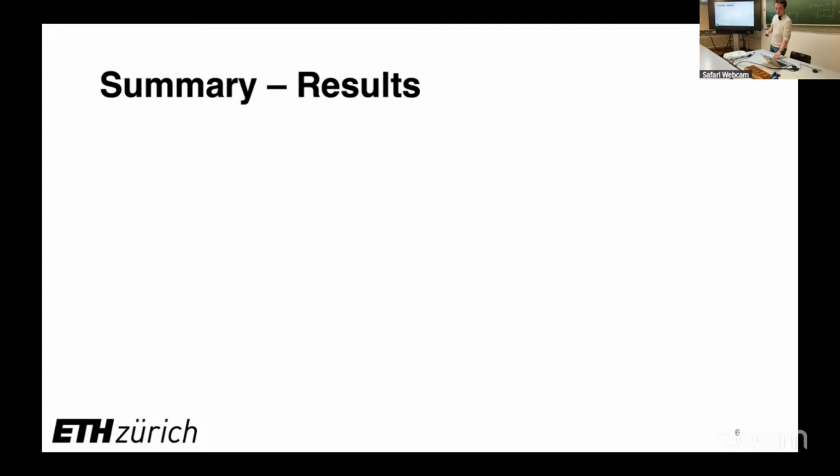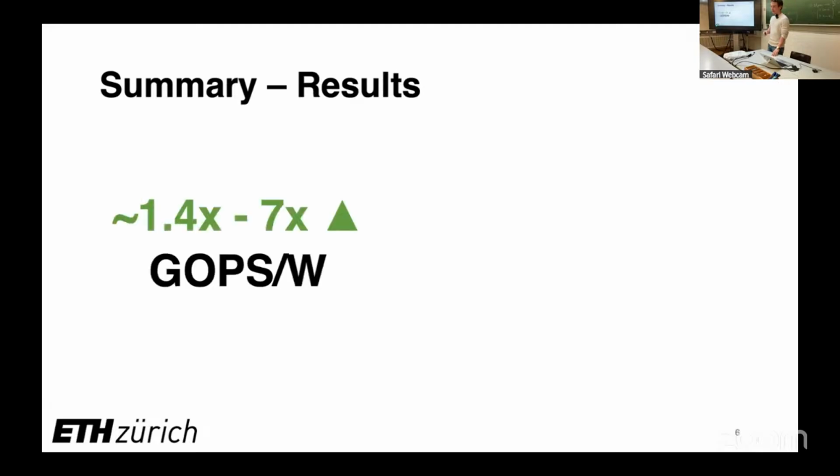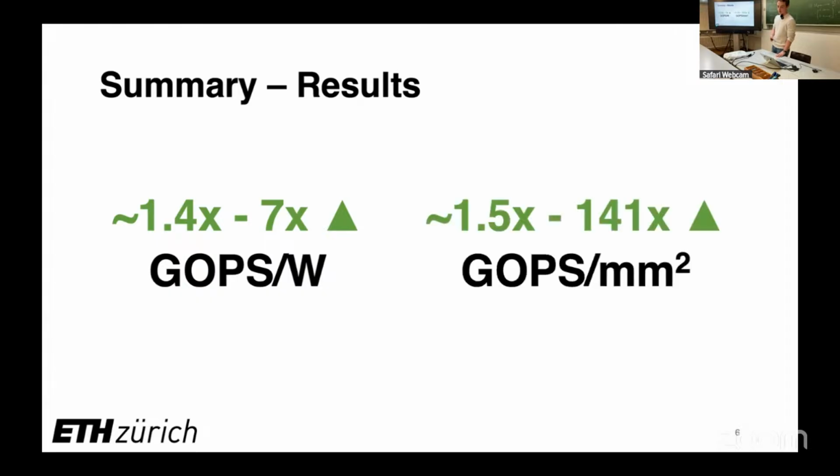Okay, and then a spoiler for the results. We care about efficiency. They have 1.4 to 7x increase in power efficiency over other accelerators. And even more impressive, 1.5 to 141x increase in area efficiency, mainly because we don't have many compute elements.